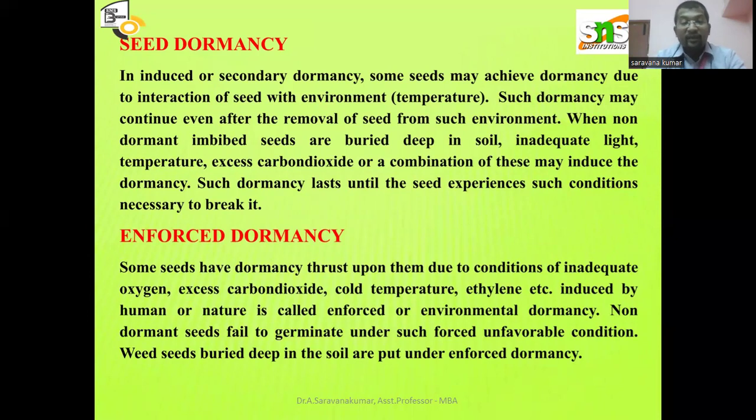Enforced dormancy. Some seeds have dormancy thrust. Thrust means a need, for example, a plant needs water. So water is the thrust for the plant as well as for human beings. Due to conditions of inadequate oxygen, excess carbon dioxide, cold temperature, ethylene, etc., induced by humans or nature, it is called enforced or environmental dormancy. Non-dormant seeds fail to germinate under such forced unfavorable conditions. Weed seeds buried deep in the soil are put under enforced dormancy.